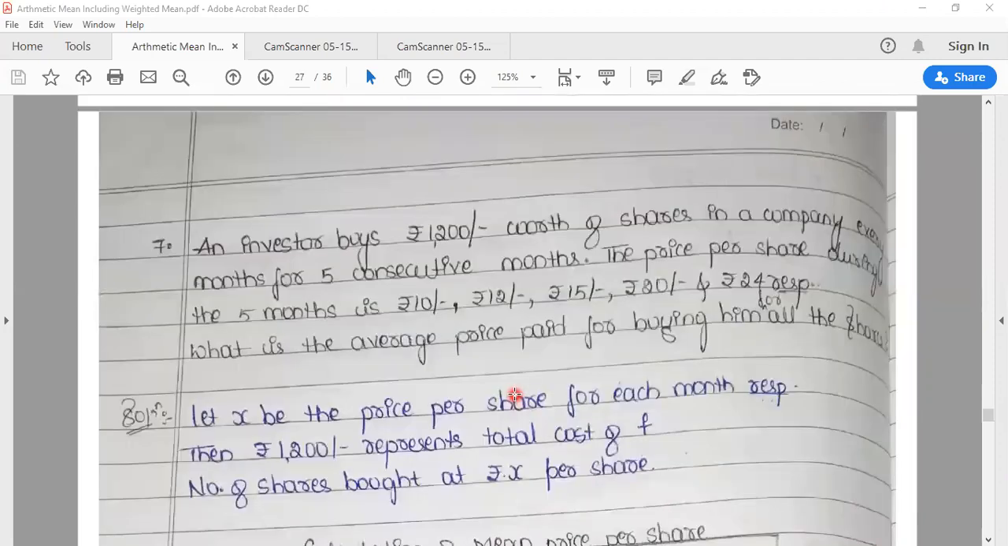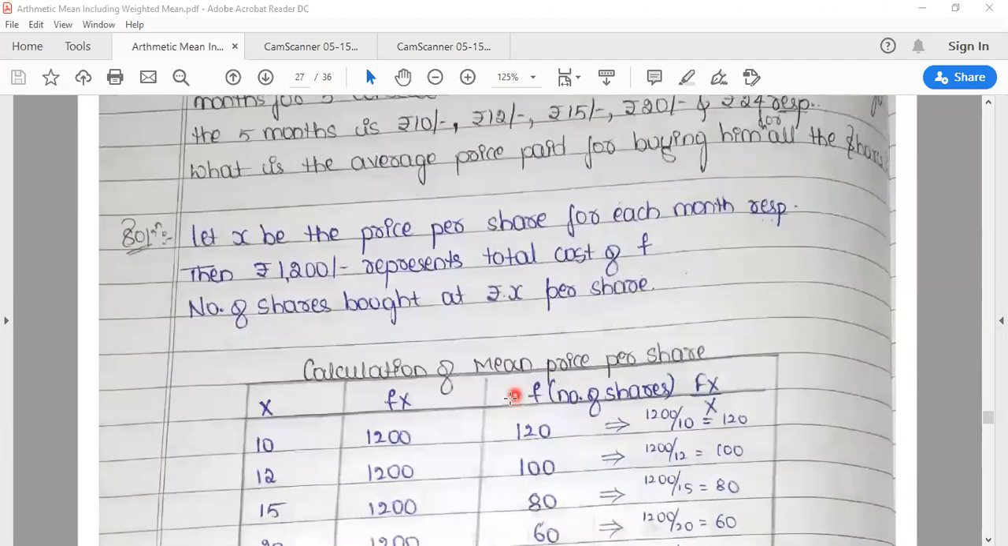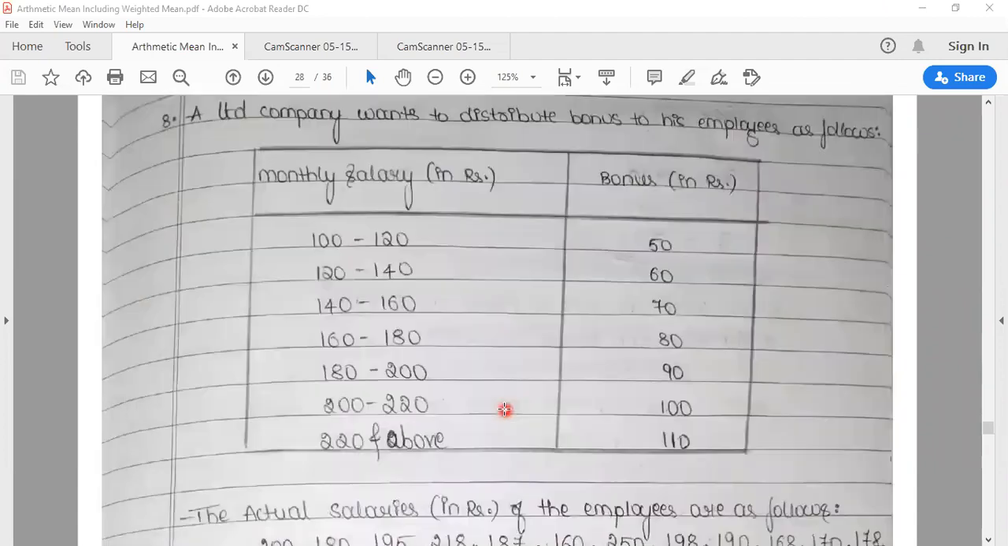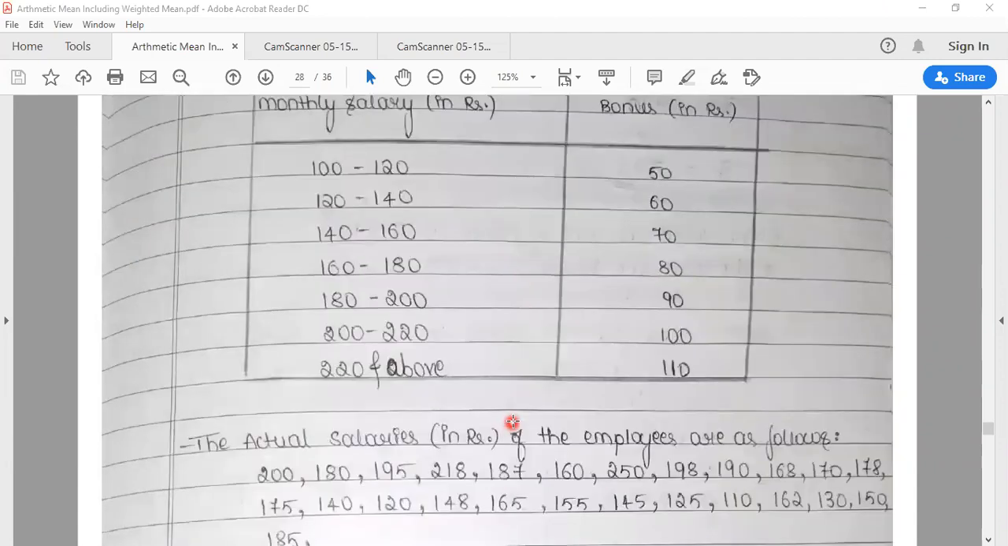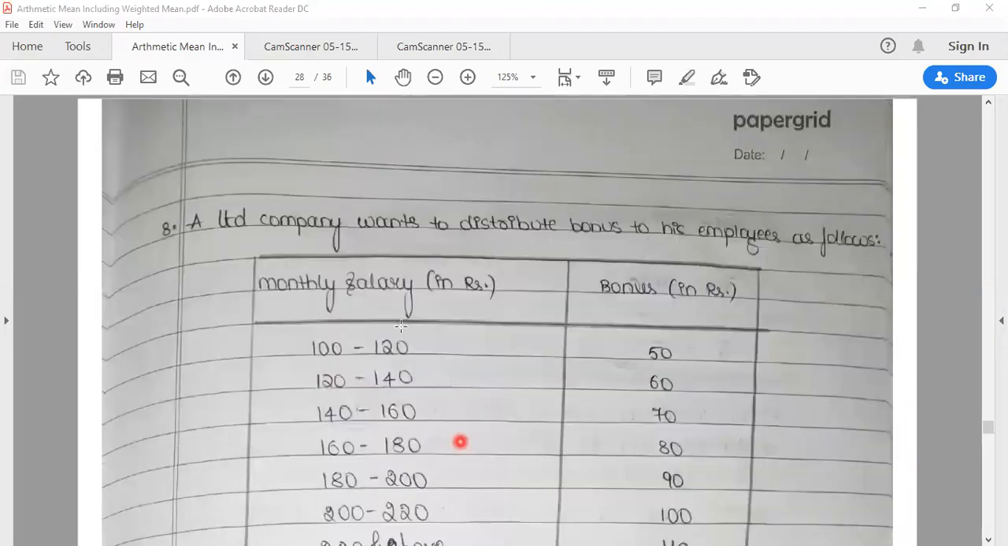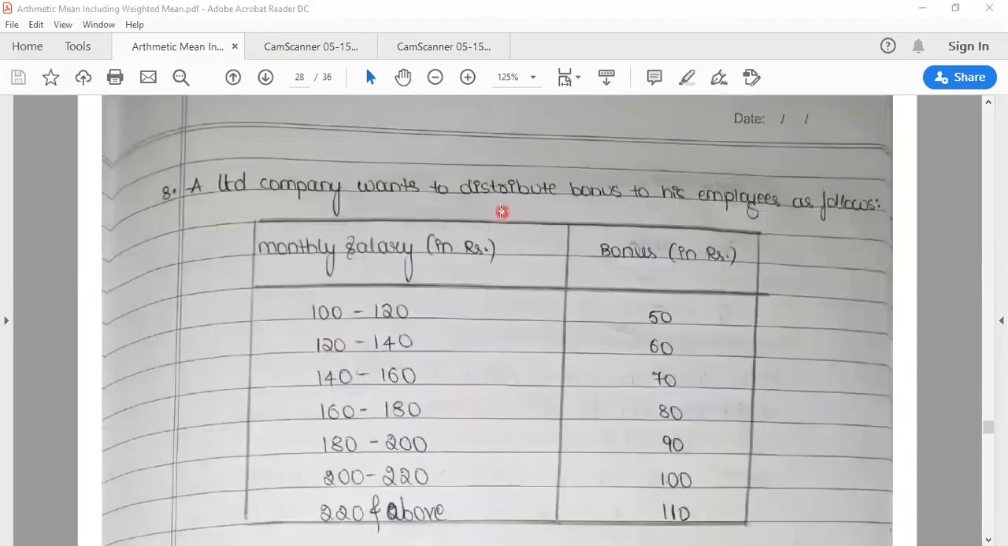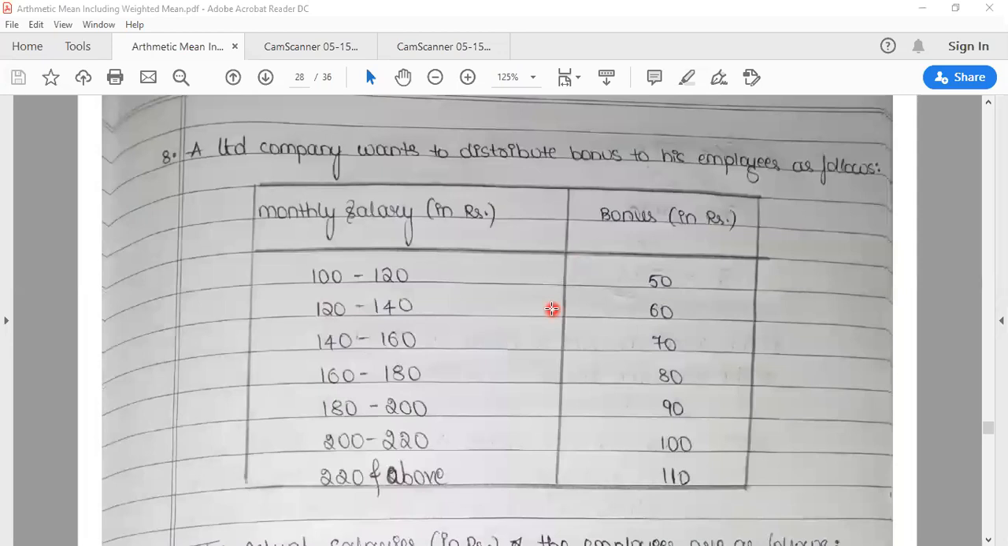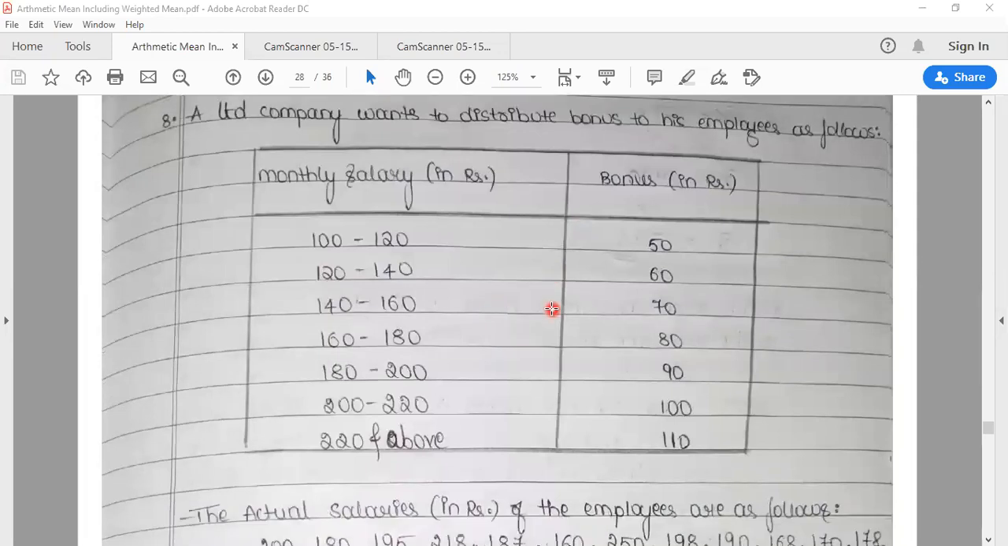Then we went on to statement problems. Statement problems, and this problem is again repeated in the examination. This variety of problem is important for you to understand. A Limited wants to distribute a bonus to its employees as follows. This is asked in dispersion and skewness. If you remember, we solved the same problem once again in dispersion and skewness. So this problem is very, very important. Please practice this problem in different scenarios.